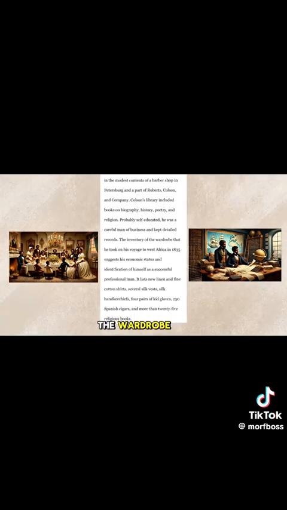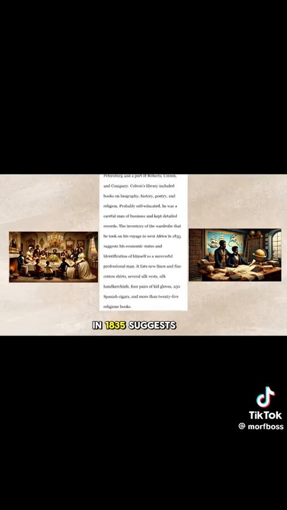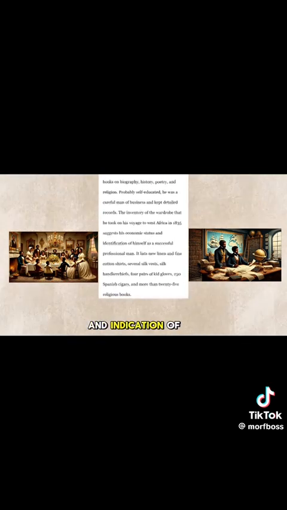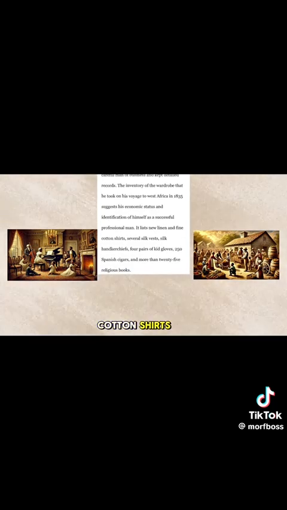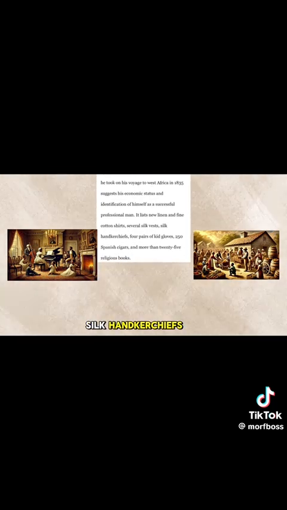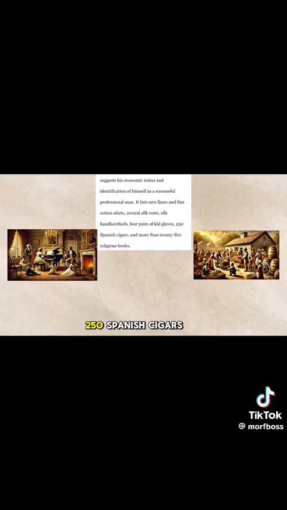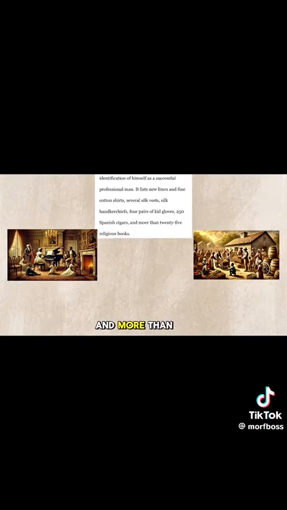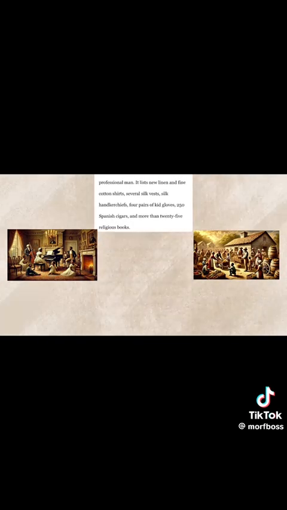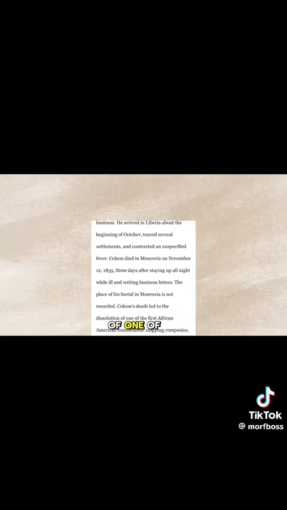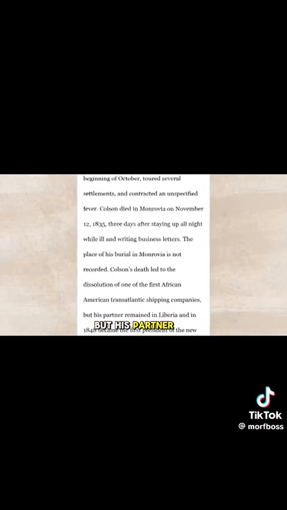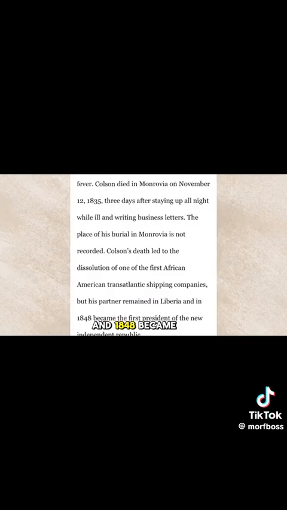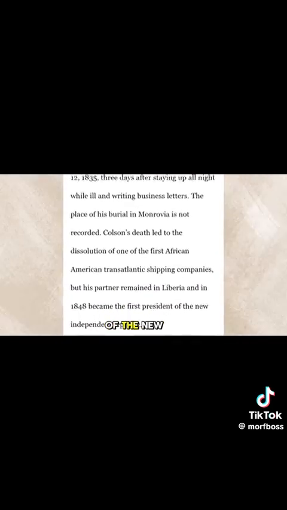The inventory of the wardrobe that he took on his voyage to West Africa in 1835 suggests his economic status and indication of himself as a successful professional man. It lists new linen and fine cotton shirts, several silk vests, silk handkerchiefs, 4 pair of kids' gloves, 250 Spanish cigars, and more than 25 religious books. Colson's death led to the dissolution of one of the first African-American transatlantic shipping companies, but his partner remained in Liberia and in 1848 became the first president of the new independent republic. Joseph Jenkins Roberts, y'all.